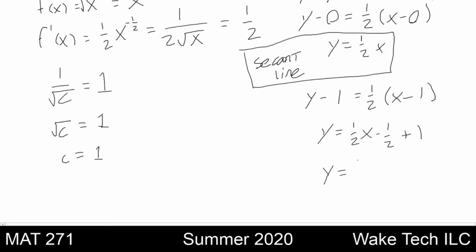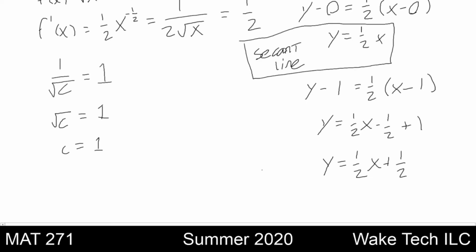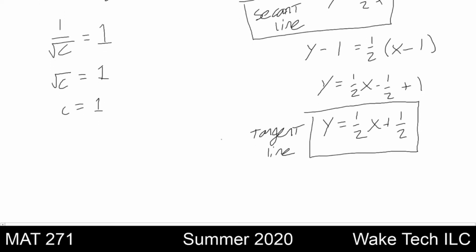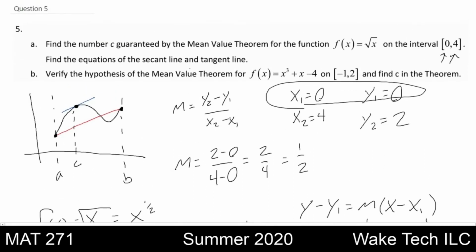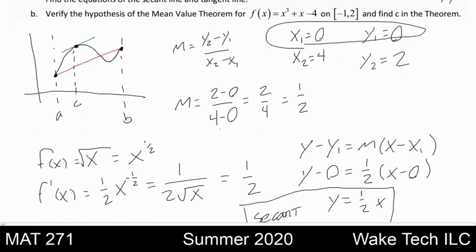Next, I can just simplify and I have my secant line. Or excuse me, my tangent line. Alright. This answers the entirety of part A for us. We can answer part B simply by finding the c value on this equation right here, which is different, but the process will be incredibly similar.